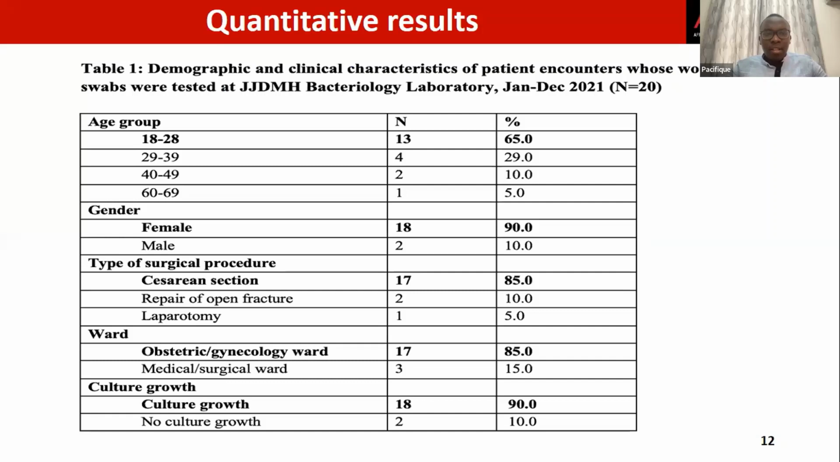From our findings, the majority of the population was young, between 18 and 20 years old. The majority of them were female, and most underwent cesarean section as one of the three Bellwether procedures, and they were from the obstetric and gynecology ward. Among the samples that were sent to the lab, at least 90% had confirmed culture growth, and we were able to know resistance patterns for those particular pathogens.